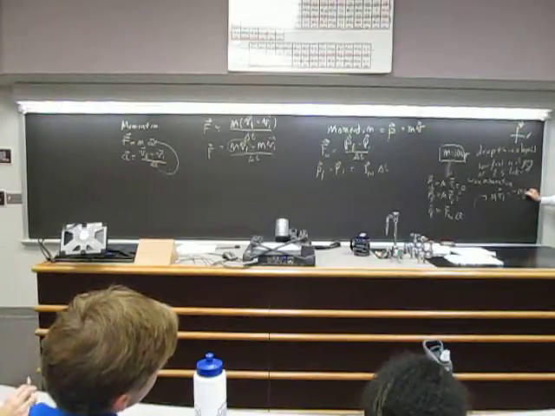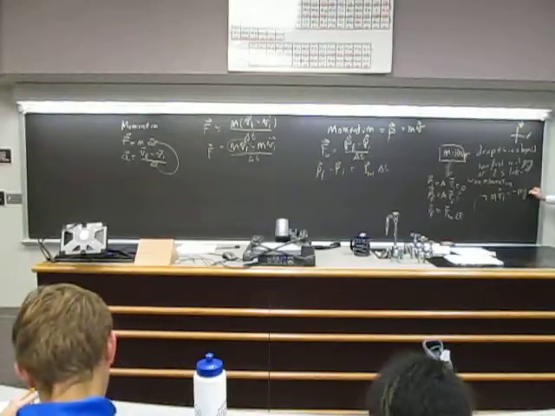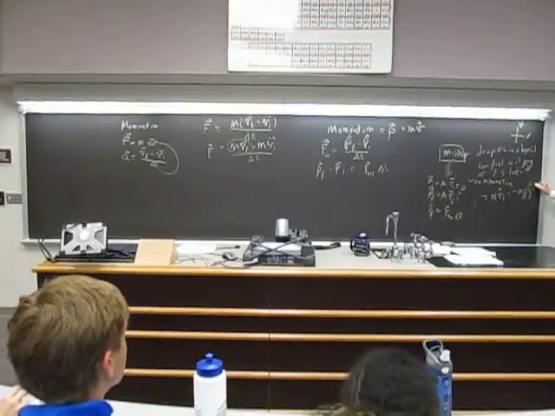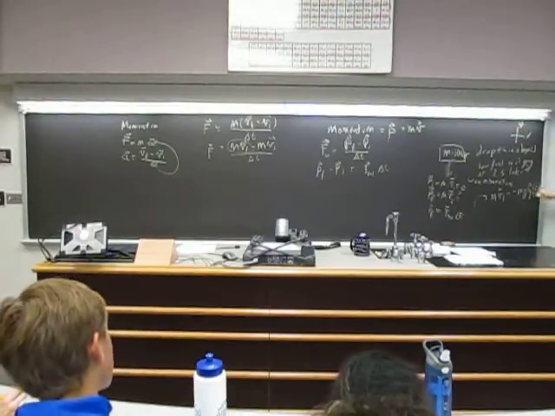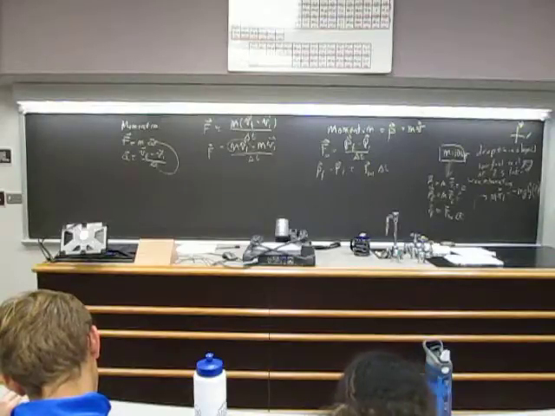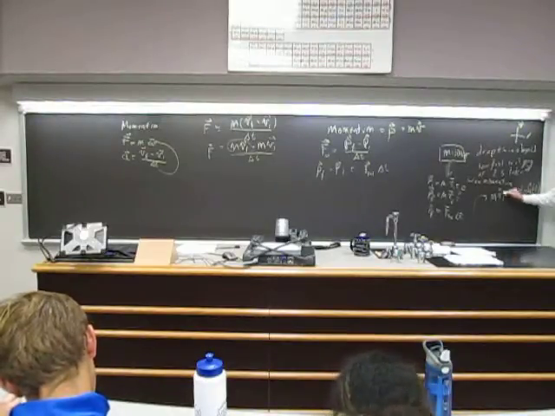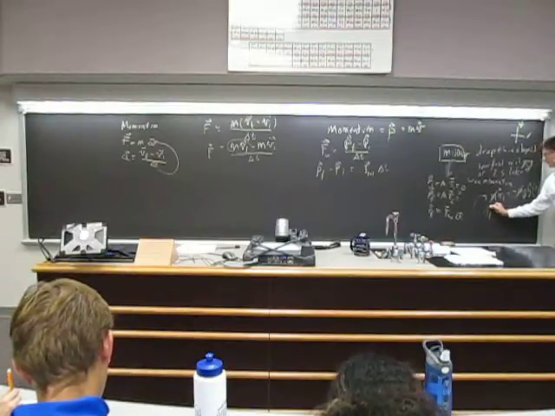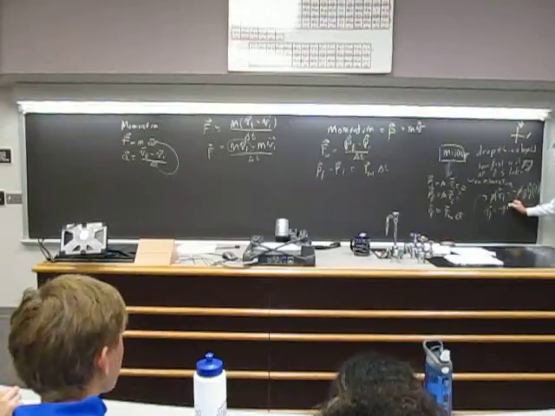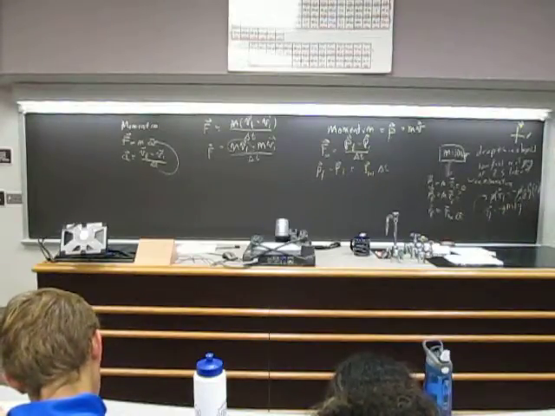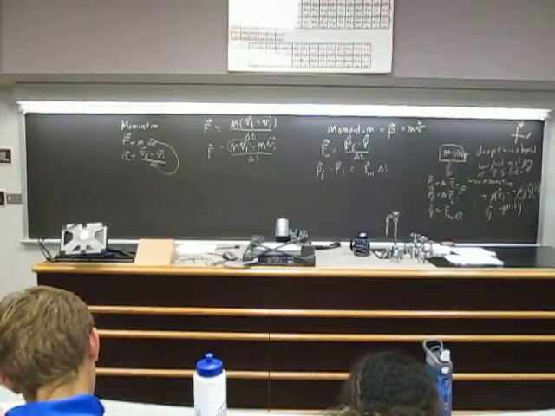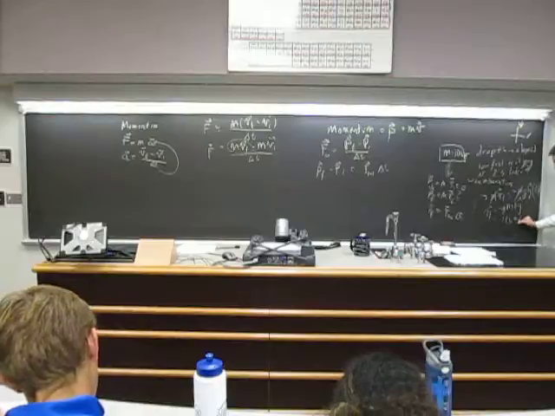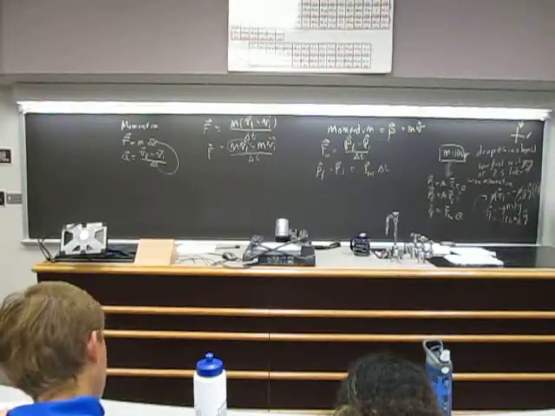m g y hat, right? Yeah. Times the time that it took, 2 seconds. Okay. That makes sense. What I'm doing, just divide through by the m, and I would get that v final is equal to minus g times 2 seconds y hat. Okay. Which would be negative 19.6 meters per second y hat. Straightforward, right?